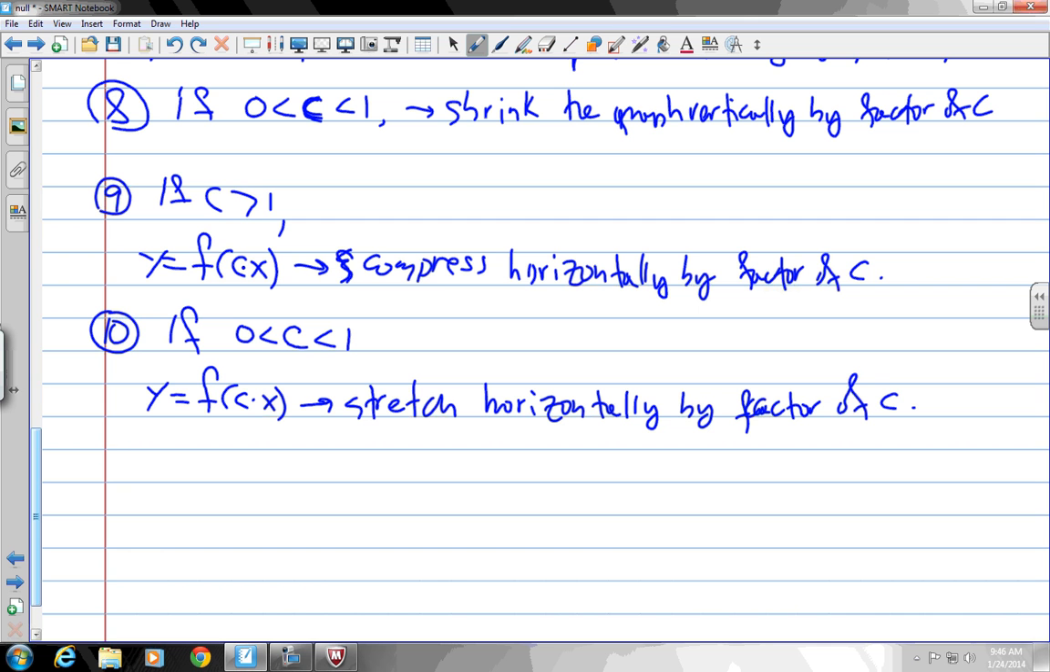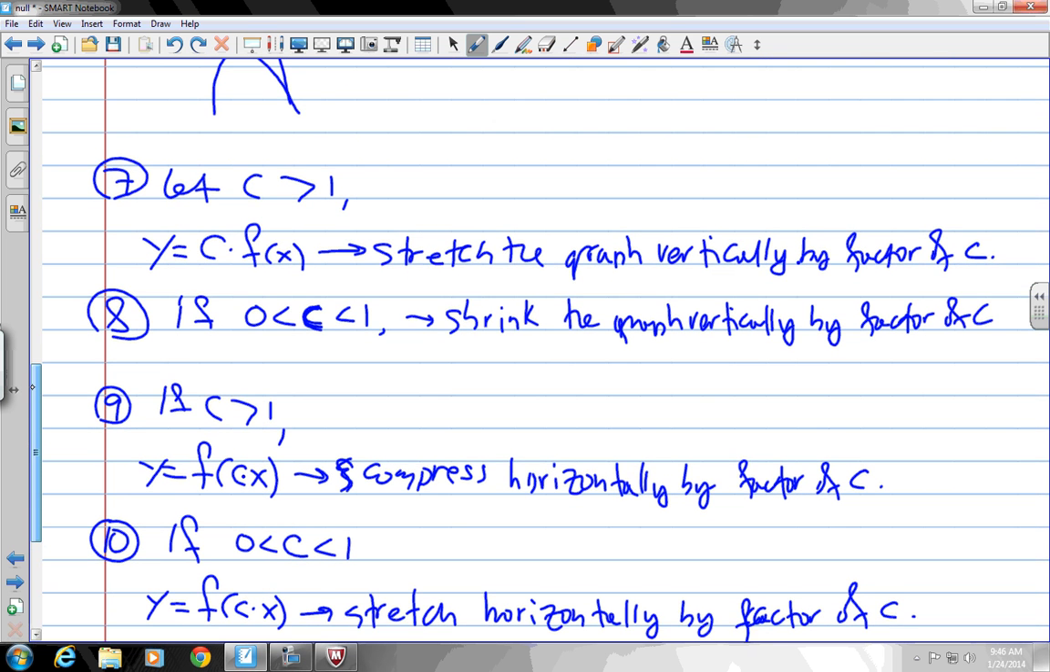Is that okay? So again, all we need to know is the pattern. Mess on the outside, changes are vertical and very intuitive. Change on the inside, changes are horizontal and counterintuitive. So if you remember that, you got them all. Okay? I want to do some fun examples with that.